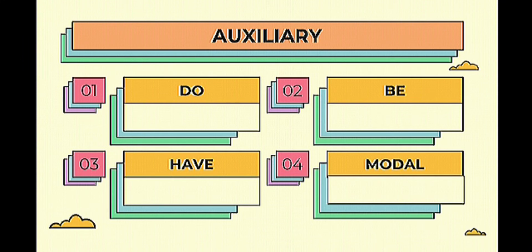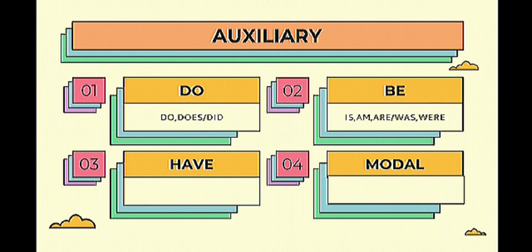For do, in the simple present, do, does. In the simple past, did. Ketiganya selalu diikuti verb one, kata kerja pertama. For be, in the simple present, is, are. In the simple past, was, were.